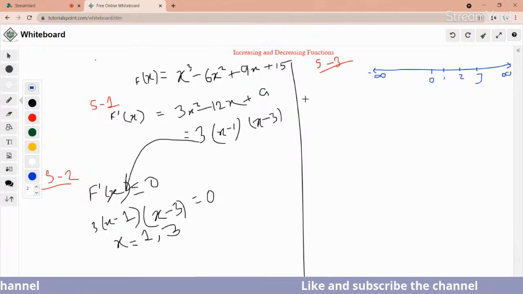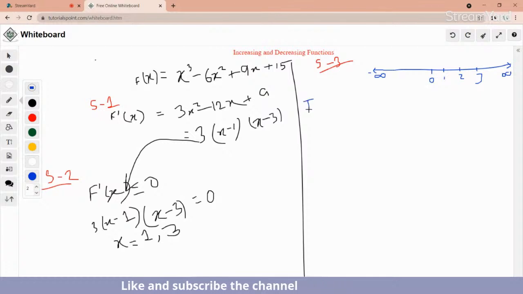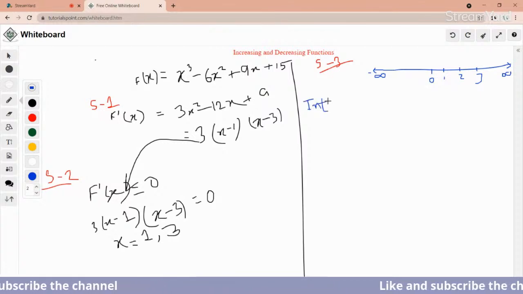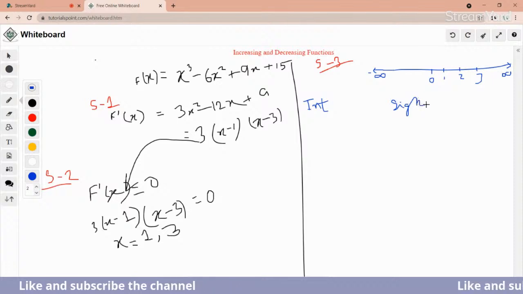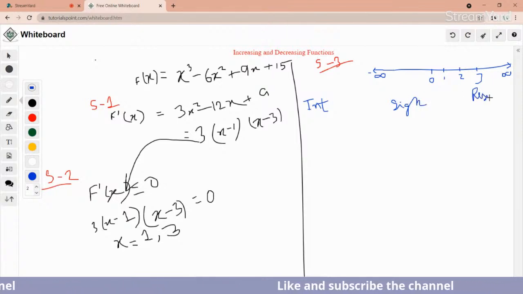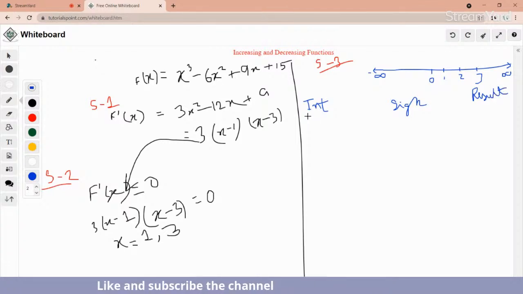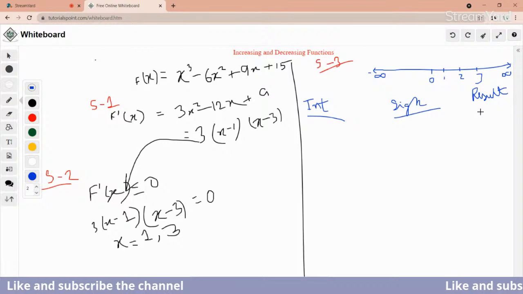So make a table: interval, I'm writing in short as int, then sign, and result. Result tells whether the given function is increasing or decreasing, and in which interval it is. So okay.